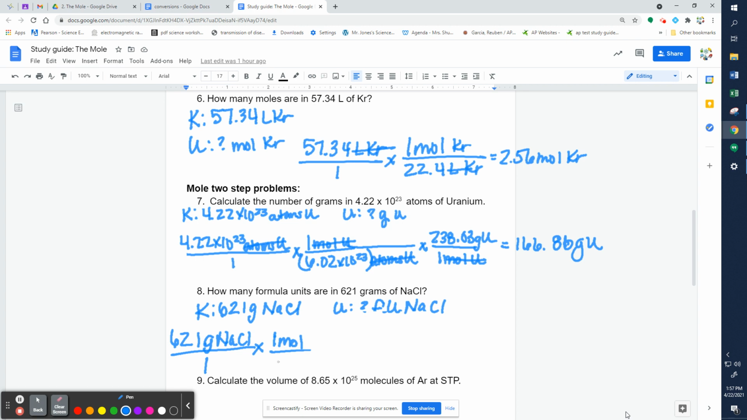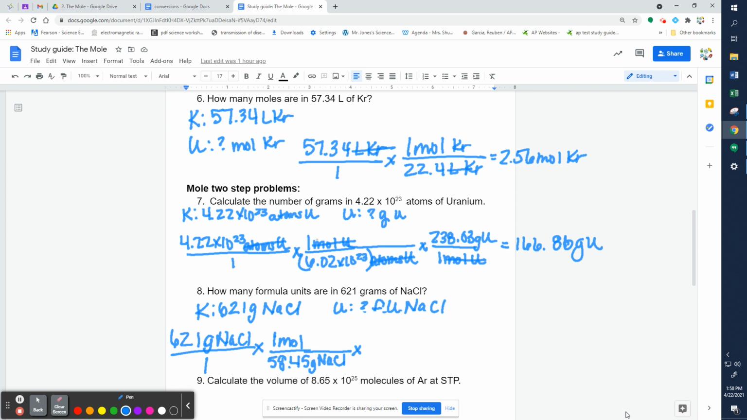The molar mass of NaCl, when we look it up on the periodic table, we have Na plus, times 1, plus 1 chlorine. So that ends up being 58.45 grams of NaCl.